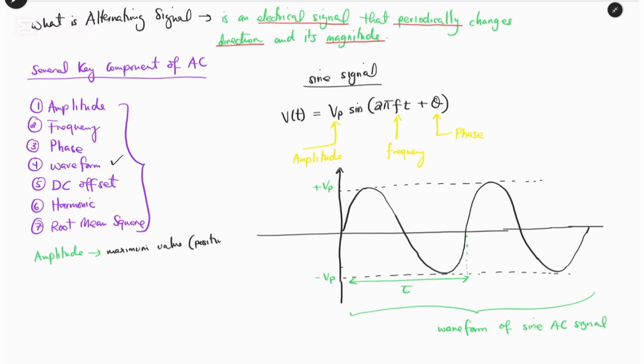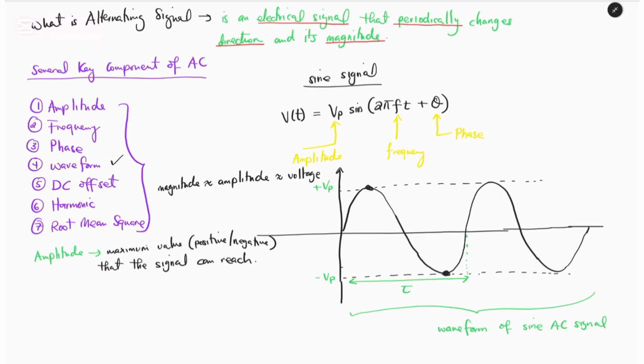value, positive or negative, that the signal can reach, and it can be positive at this point or negative at this point. That means the maximum amplitude or the voltage. So when we talk about the magnitude, we can refer to the amplitude, and we can refer to the voltage, the magnitude of the voltage.